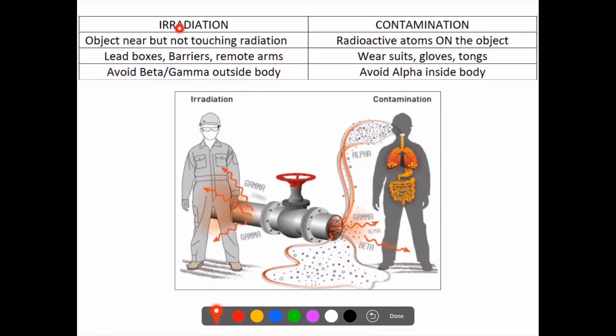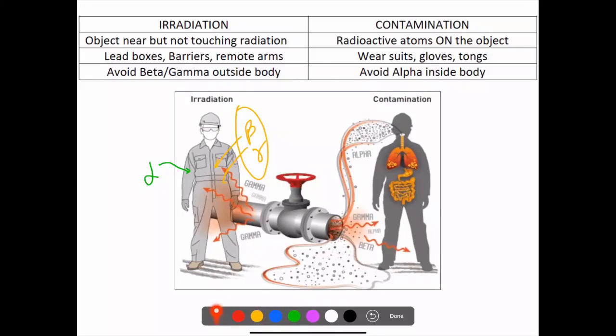Now, with irradiation, remember, the most dangerous ones are beta and gamma. So you don't want irradiation in the form of beta and gamma. If it's alpha, that's not a problem because alpha is not very penetrating. So it can come to your body and nothing will happen to you. But beta and gamma are more penetrating, so they can enter your body.